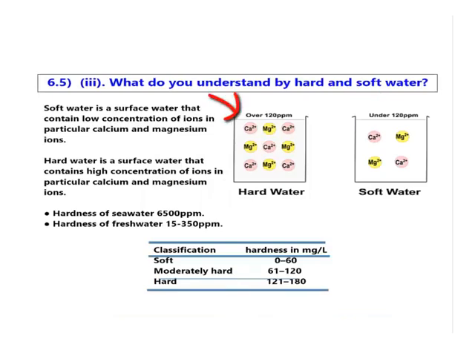Hard water will contain high concentration of calcium and magnesium ion, and soft water will contain low concentration of calcium and magnesium ion. Okay. So soft water means low concentration. A water which contains very low concentration of calcium and magnesium ion, and the amount is 0 to 60 ppm, parts per million, or you can say milligram per liter.